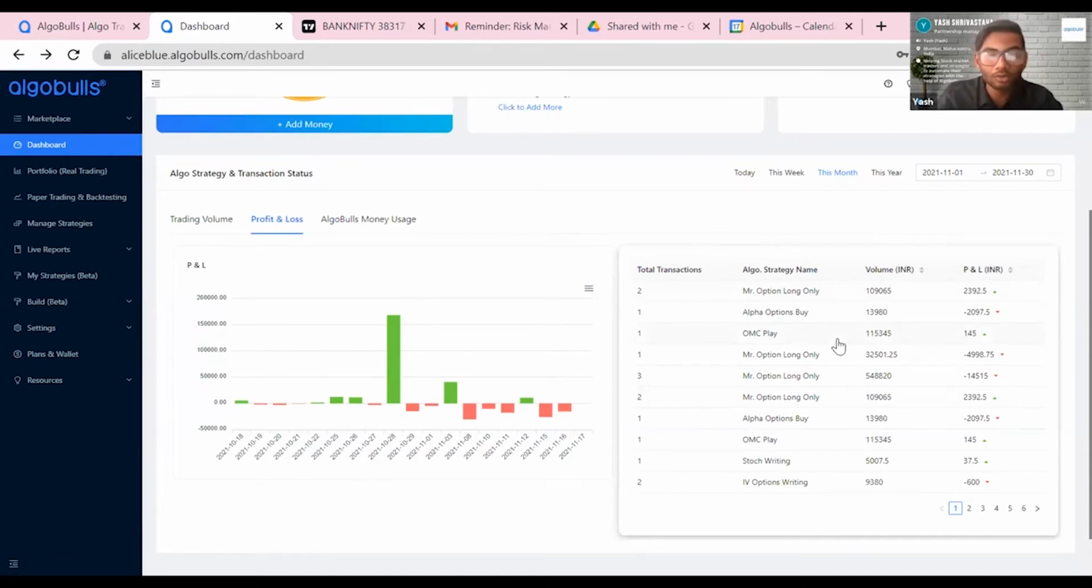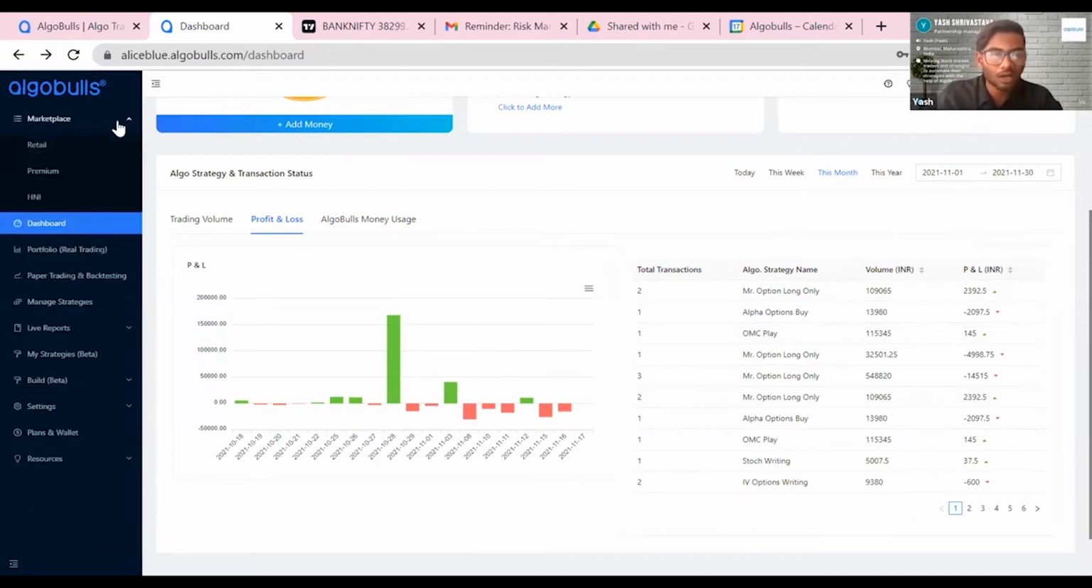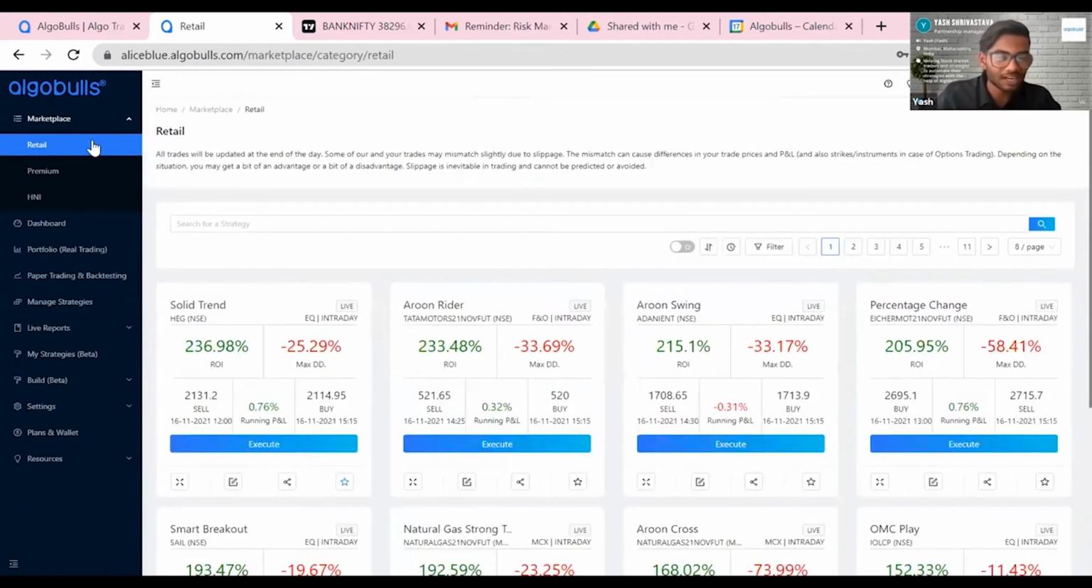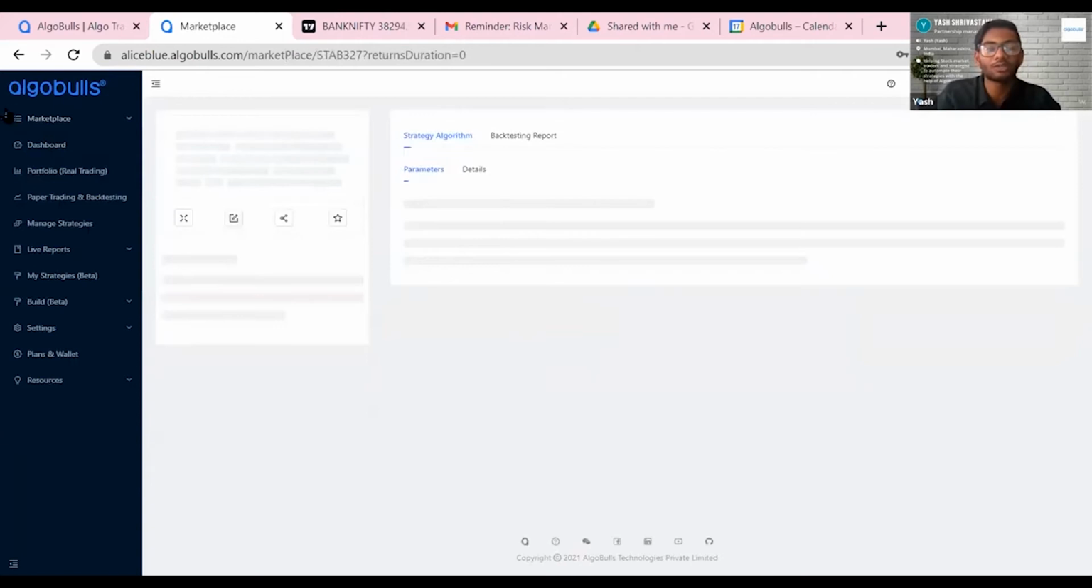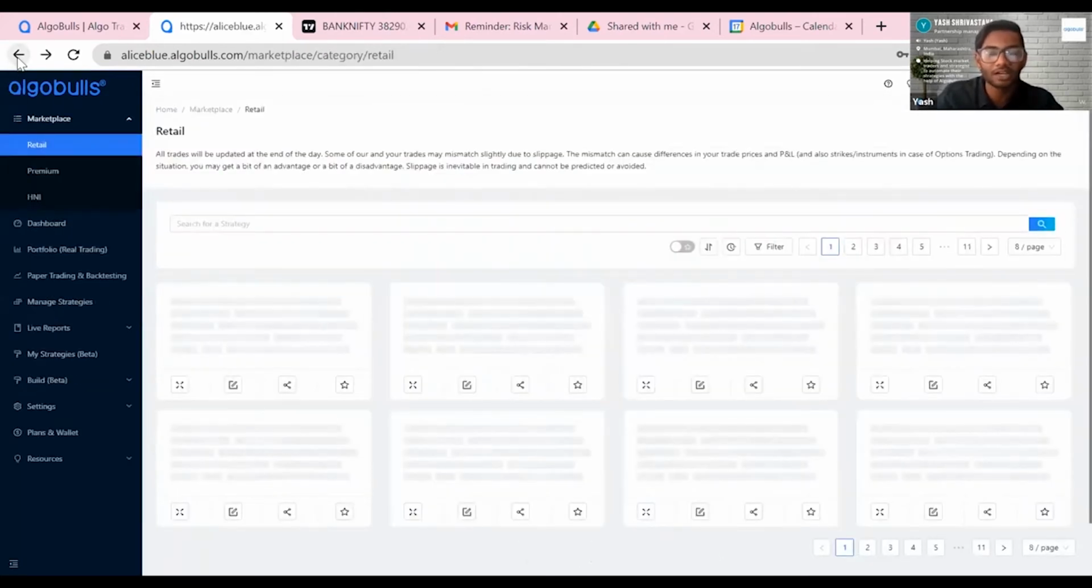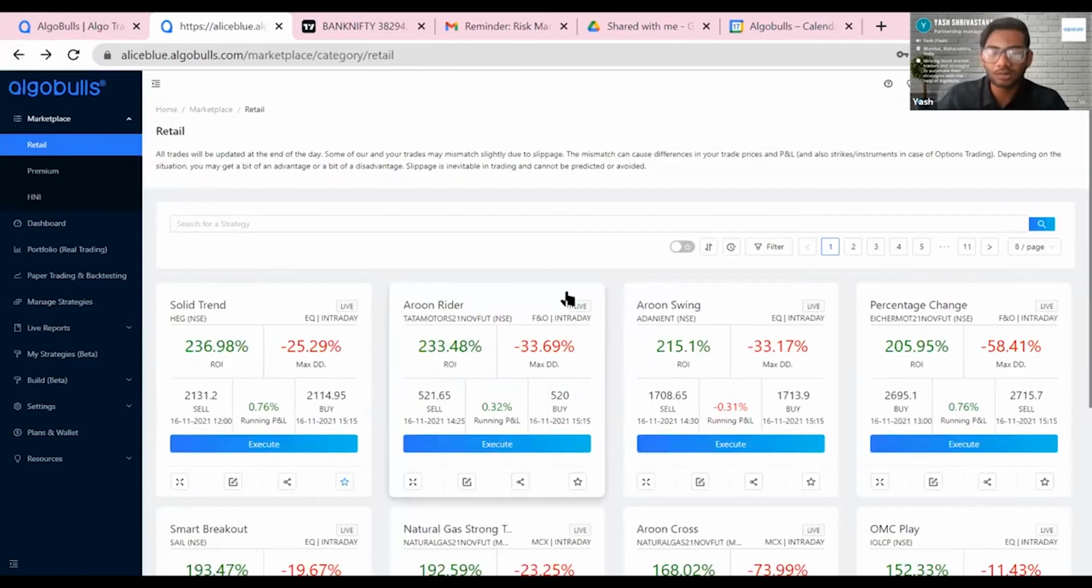One by one, I'm going to show you all these features, how you can execute the trades and how you can trade in the live markets. I would like to firstly take you through our marketplace, which has been divided into three categories: retail, premium, and HNI segment. In the retail segment, you could find intraday strategies and swing trading strategies, mostly on the intraday side or the futures side, which are comparatively low in risk as well as comparatively lower in returns, meaning returns equivalent to the risk.